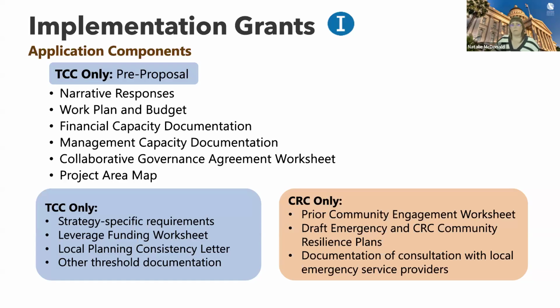For TCC only, applicants are required to submit strategy-specific requirements, a project area map, a leverage funding worksheet, a local planning consistency letter, and other threshold documentation. For CRC only, applicants must also submit a prior community engagement worksheet for activities conducted within the last 3 years, a community engagement plan for proposed activities during the grant term, and a draft emergency and CRC community resilience plan using SGC provided templates. Lastly, applicants must submit evidence of consultation with local emergency service providers.